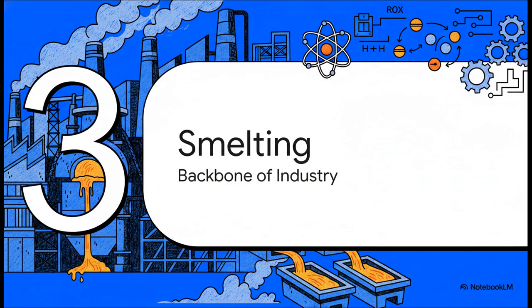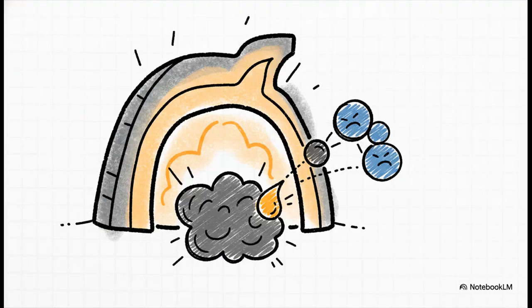Let's look at Section 3, the backbone of industry, smelting. So let's zoom out from the micro scale of batteries to the massive scale of human infrastructure. Think about heavy industry, like a giant blast furnace. Nature very rarely gives us pure metal. It prefers to give us iron ore, which is just iron tightly bonded to oxygen. To build our modern world, our skyscrapers and bridges, we have to physically tear that oxygen away.